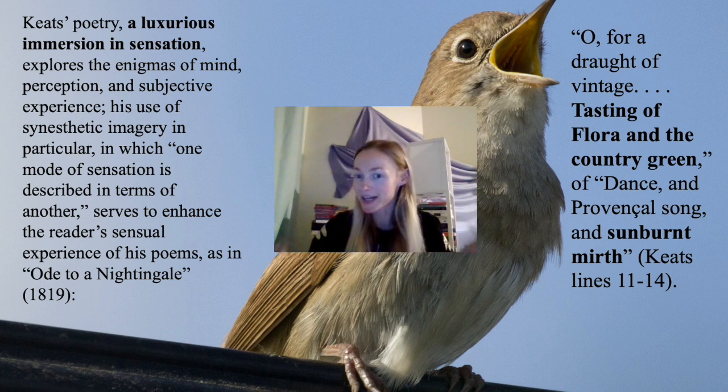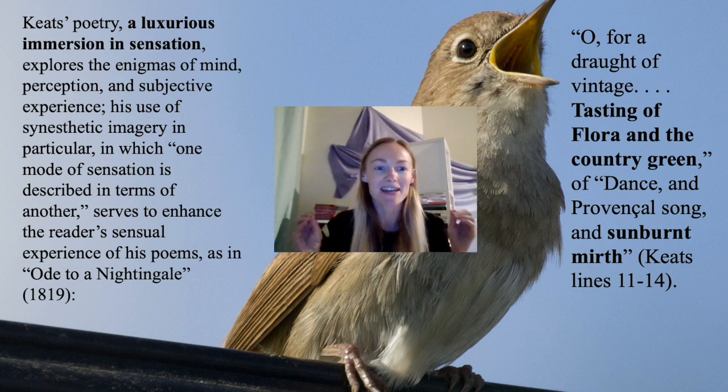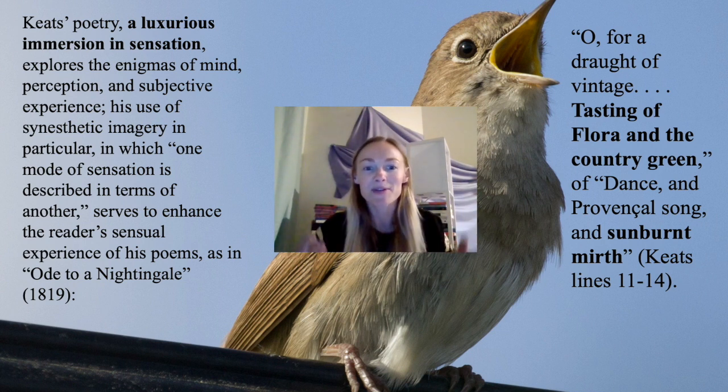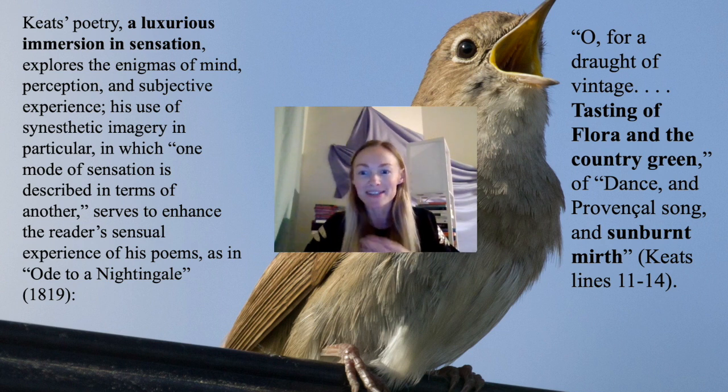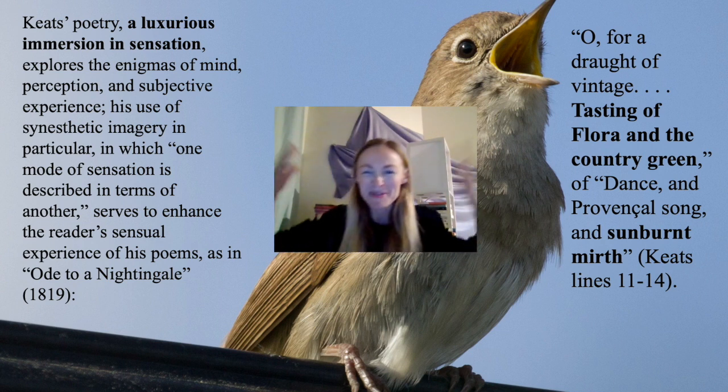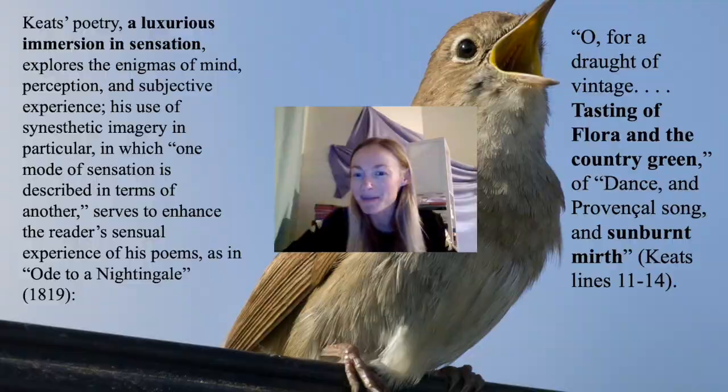So in Ode to a Nightingale: "Oh, for a draught of vintage, tasting of Flora and the country green, of dance and Provençal song and sunburnt mirth." So it's his poetry, as with Percy Shelley, he may have been a synesthete too, just always sort of mixing the senses and tasting music and all of that fun stuff.